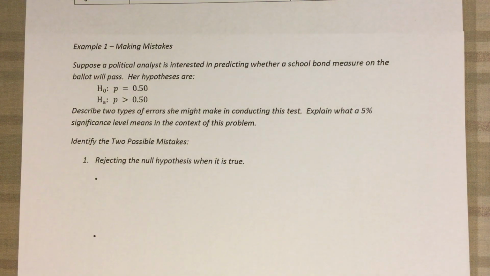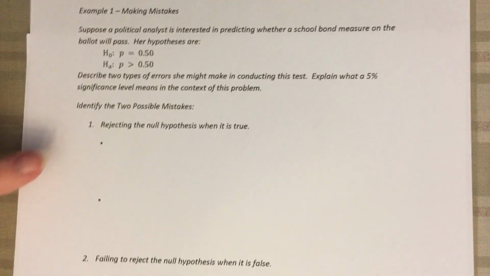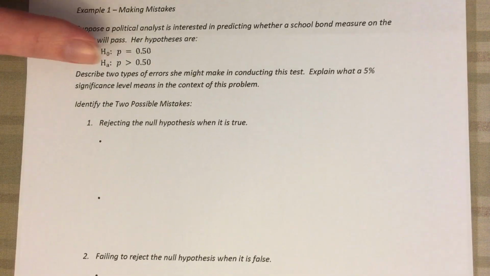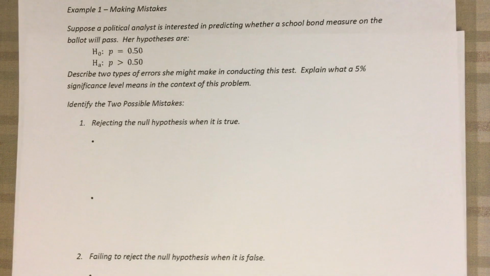Suppose a political analyst is interested in predicting whether a school bond measure on the ballot will pass. Her hypotheses are: your null hypothesis always has an equal sign, P equals 0.50. Our alternative hypothesis is P is greater than 0.50. Describe the 2 types of errors she might make in conducting this test. Explain what a 5% significance level means in the context of this problem. So we have these 2 different types of mistakes, which are bad decisions that we saw in that table up above.